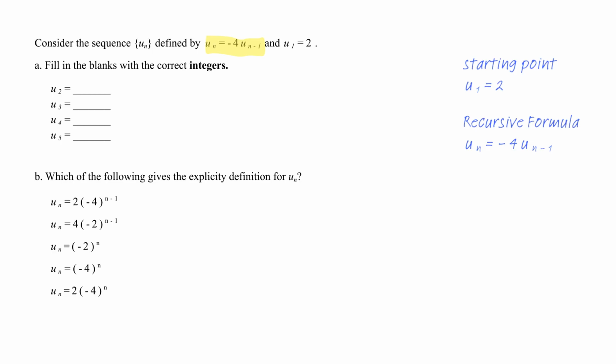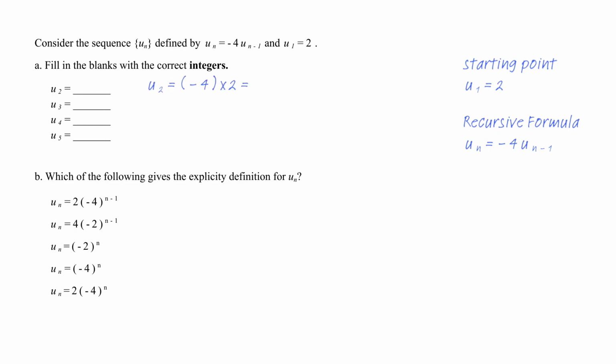2. U sub n equals -4 times U sub n minus 1. This is the recursive formula. The formula states to find the current term U sub n by taking the previous term, U sub n minus 1, and multiplying it by -4. Since the rule is to multiply the last number by -4, we just keep going down the line.